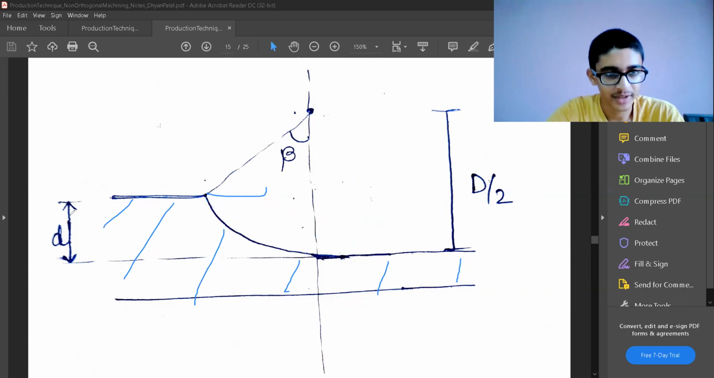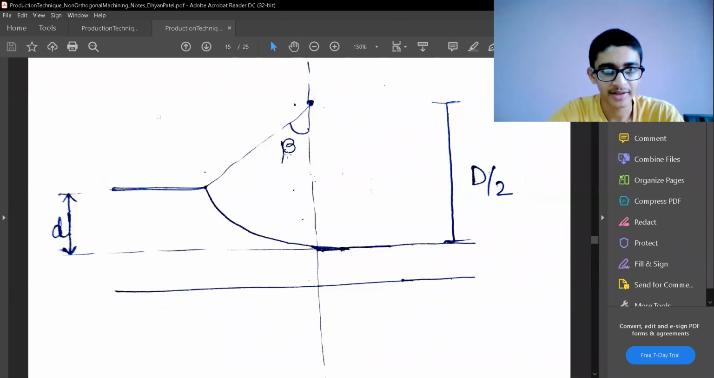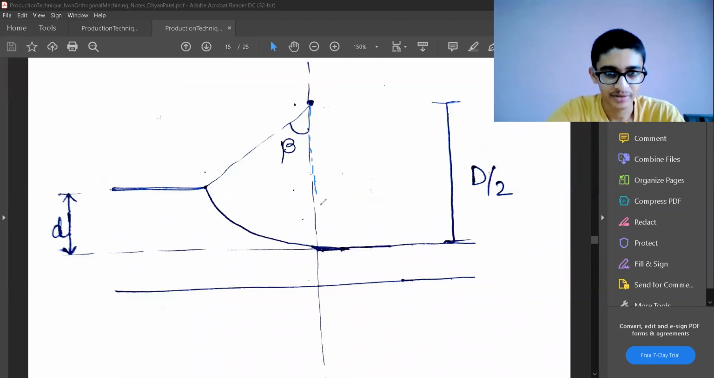So this is the depth of cut d. This is the total D, and D by 2 is the radius of the milling cutter, where capital D is the diameter of the milling cutter. Beta is the angle which is being cut. This is the angle made between where my cutting will happen. It can be a small increase from the perpendicular, so it need not be exactly perpendicular, and that is the angle beta. This is how we are going to define it. Now let's come to the formula.